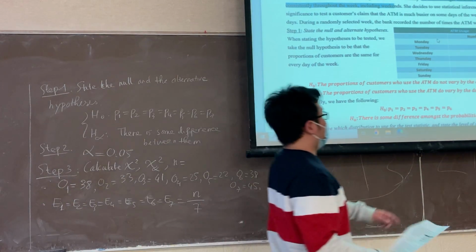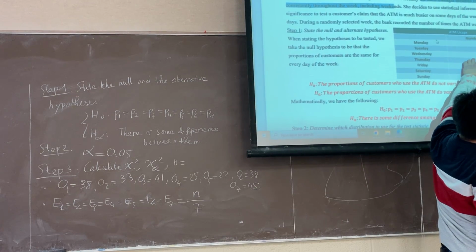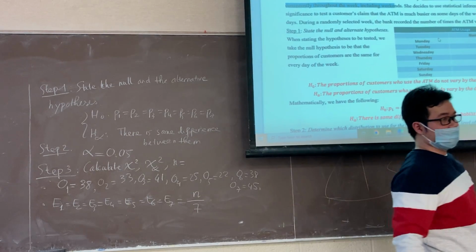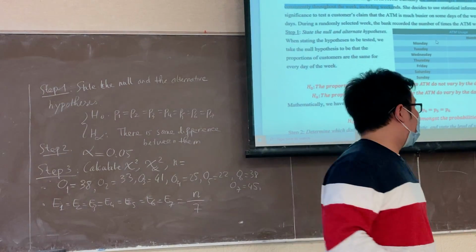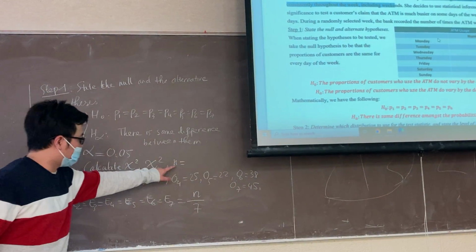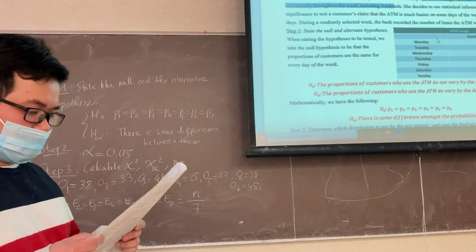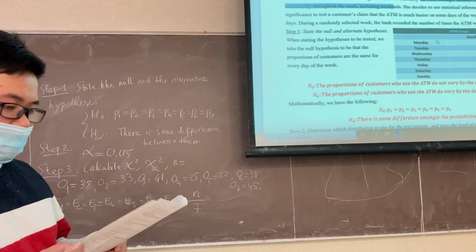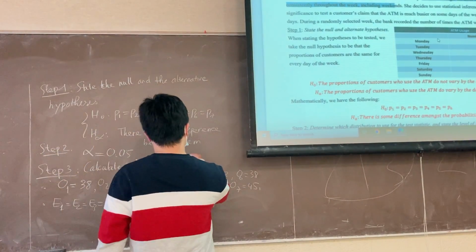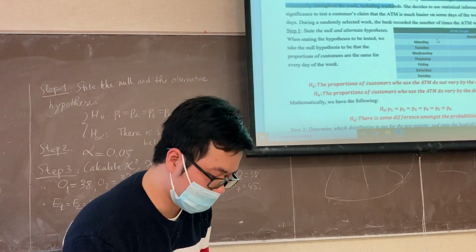So the number of times here is 38 plus 33 plus 41 plus 25 plus 22 plus 38 plus 45. Could you tell me the number of times she did this experiment, so you can find N here? Okay, Maria, please. 242. Yeah, exactly. That is the number of times she did the experiment.